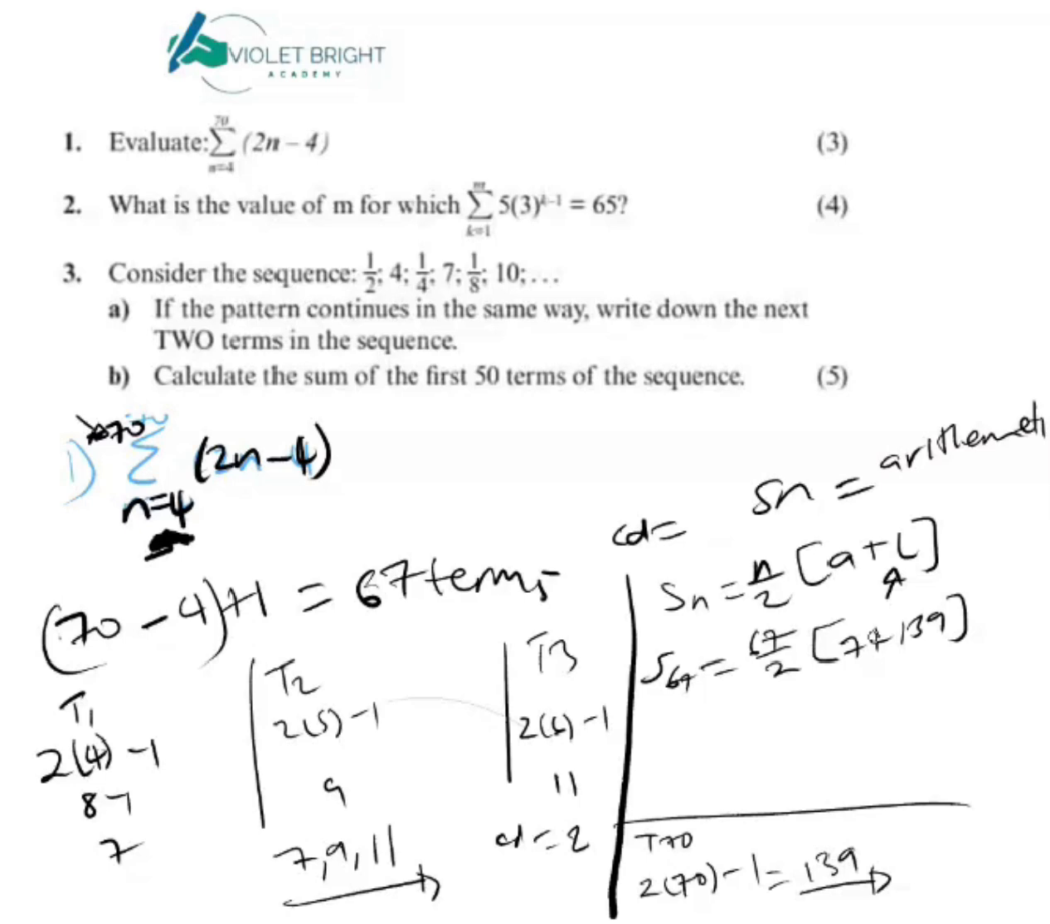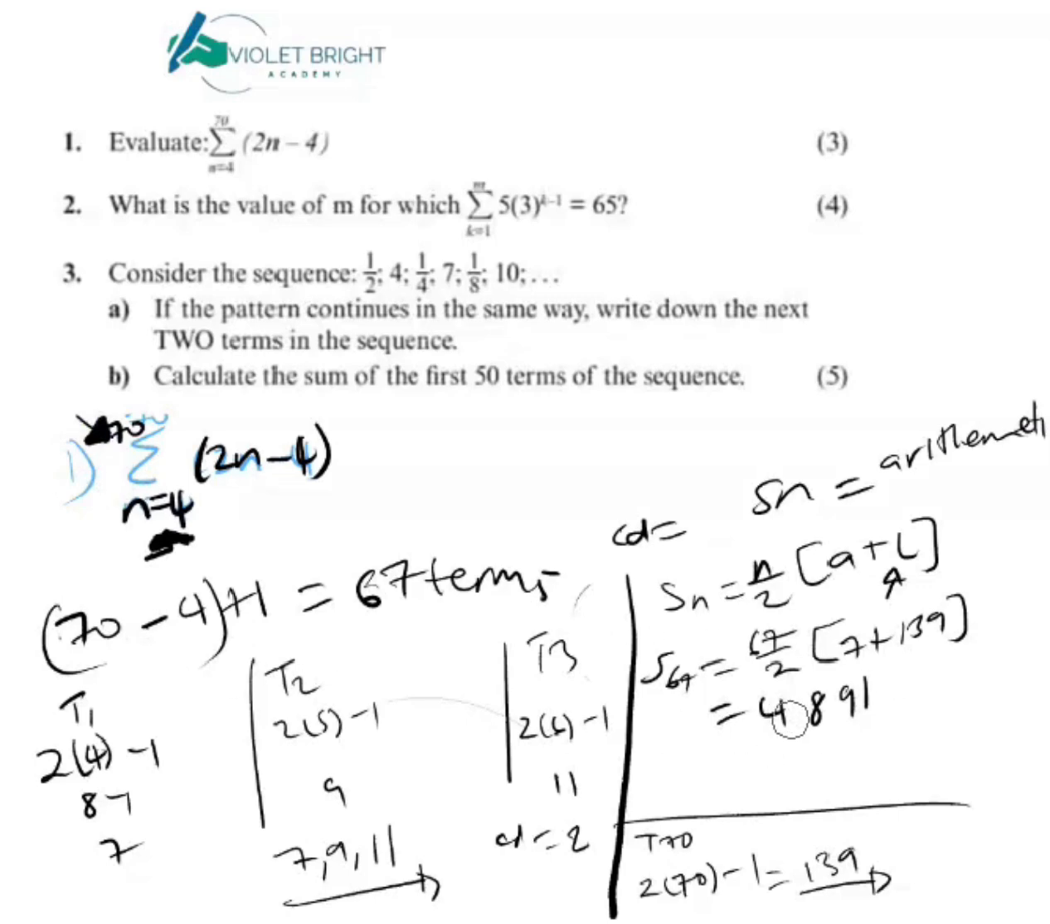Then 146 divided by 2, then 67, divide by 2, multiply by 146. Our answer is 4,891. This is how we do it, using the last term in the sequence, because we know that the upper limit is 70. So you may use the other one.